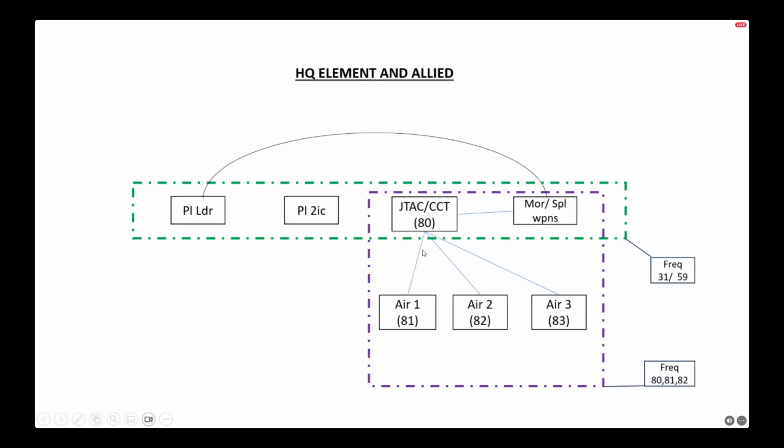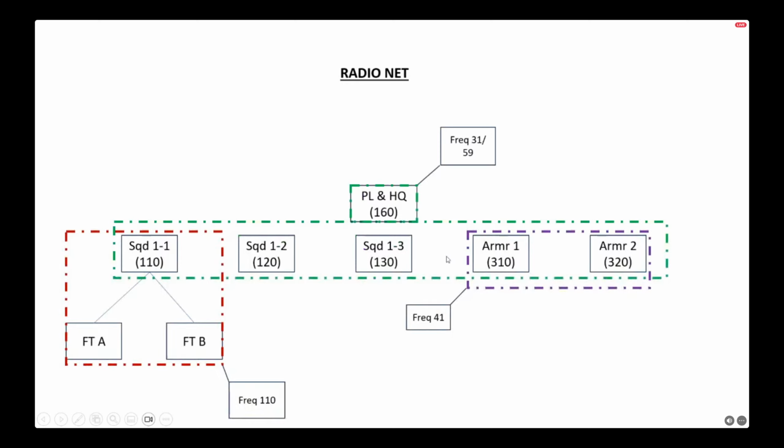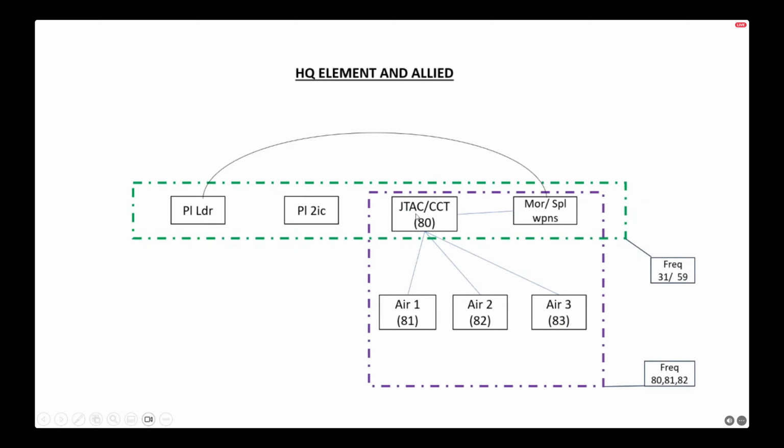The JTAC will say, okay, type 3 control, air 1 clear to conduct danger close gun run east of 1-1. At most he'll give the final attack heading. That is all going into terminal direction. But that is how radio nets are working. See, so for fire support from the artillery and mortar assets or from air, you have frequency 80.